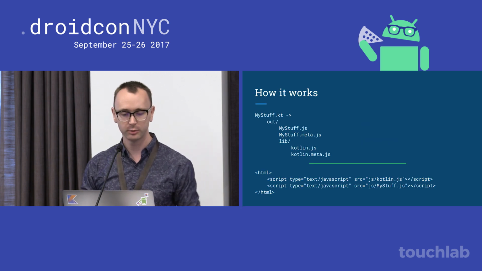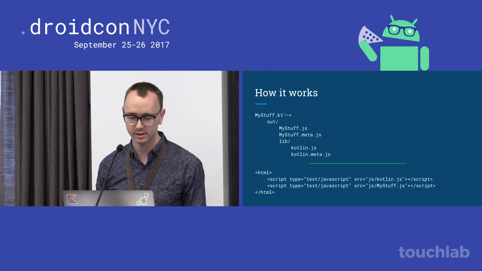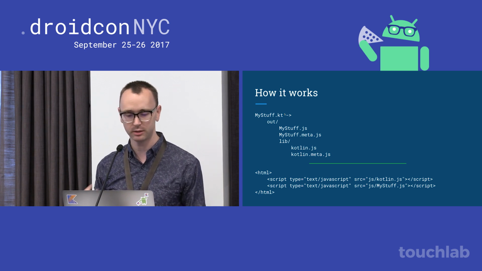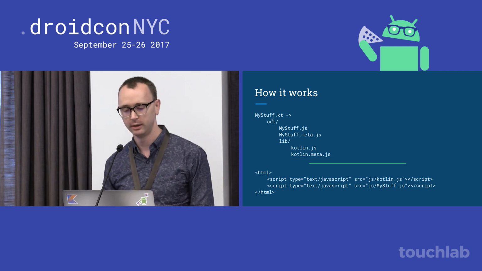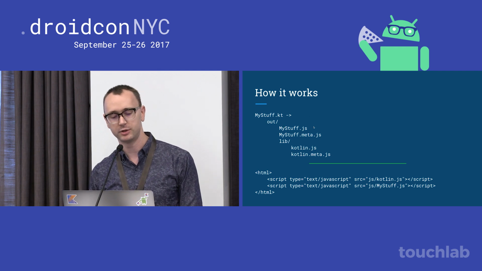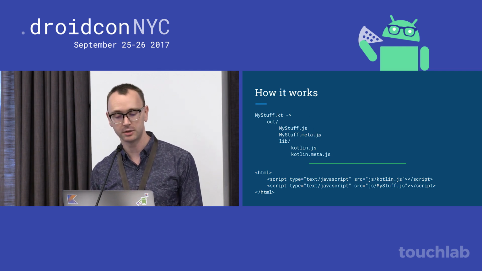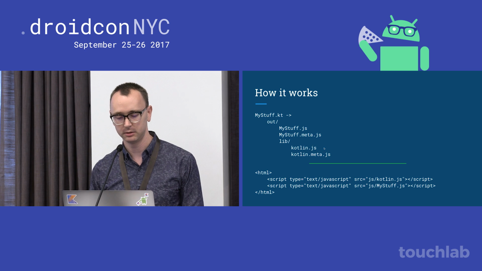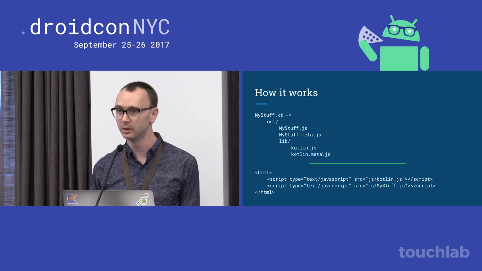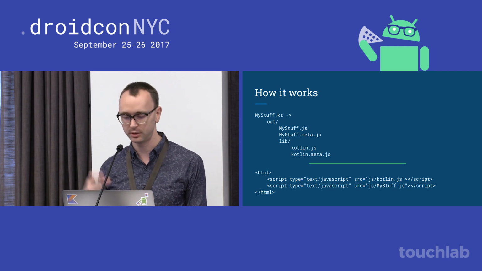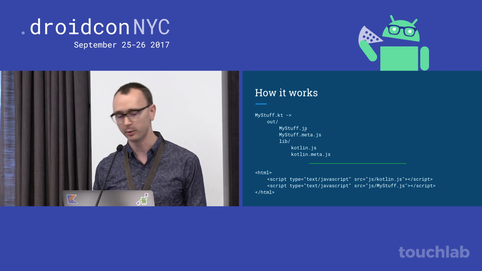All right. So before we look at code, here is how it works. Let's pretend you made a mystuff.kt file that has a main method that just does print line hello world. If you compile that, you'll end up with a mystuff.js file, a meta.js file, and a Kotlin.js and meta.js file. The meta files you only need to include if you do anything with reflection in your actual code. Then you need to also include the JS file. Otherwise, you can ignore them.